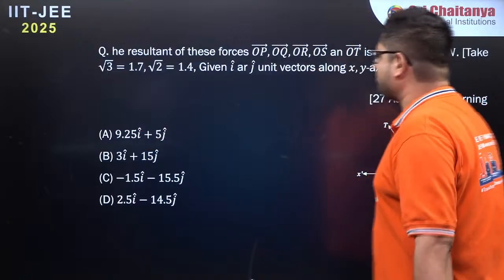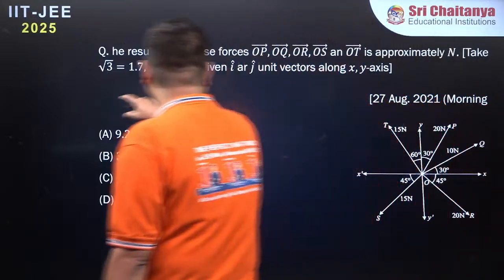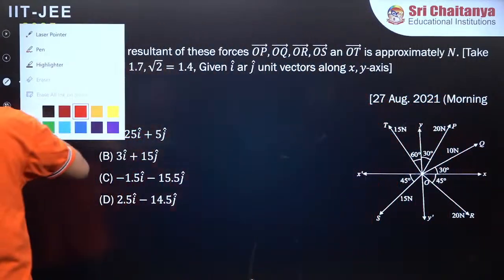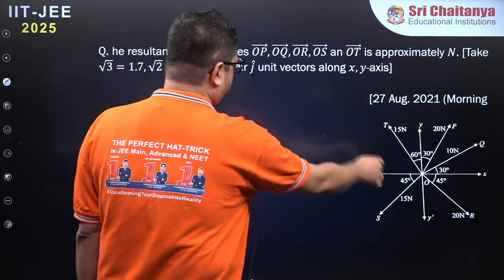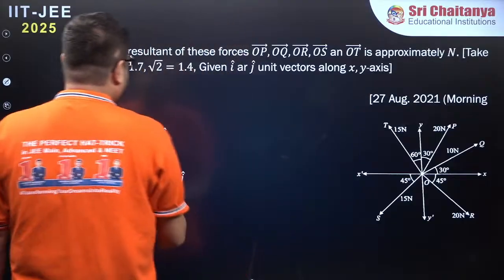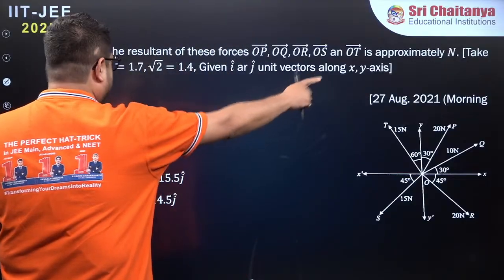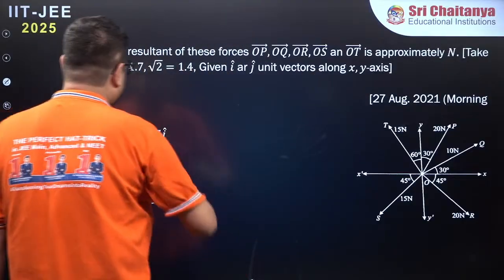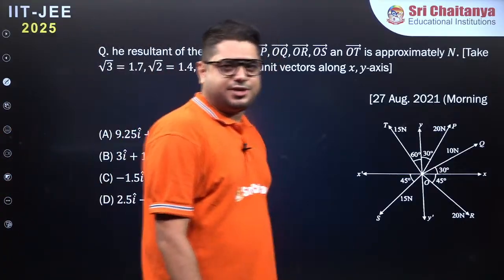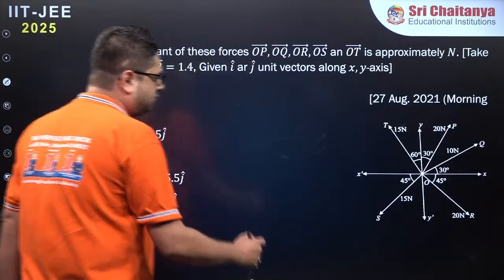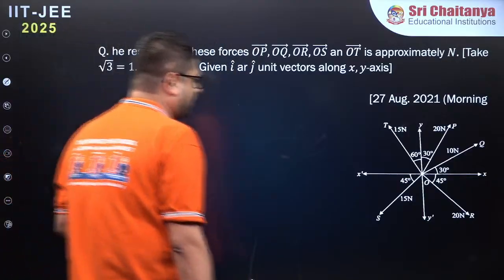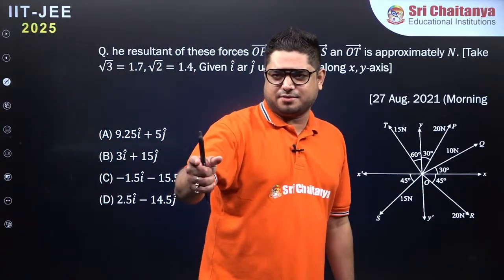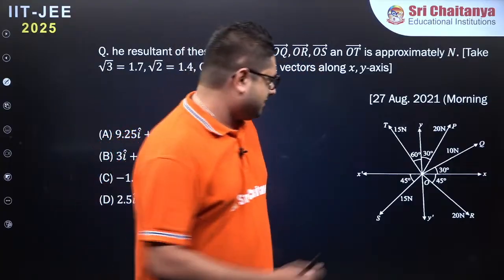So this is the first question, which I gave you as homework, if you can recall. The resultant of these forces OP, OQ, OR, OT is approximately given in newtons, and you need to find the values associated with it. So now what needs to be done? You can start solving this question and write down the answer in the chat box, everyone.